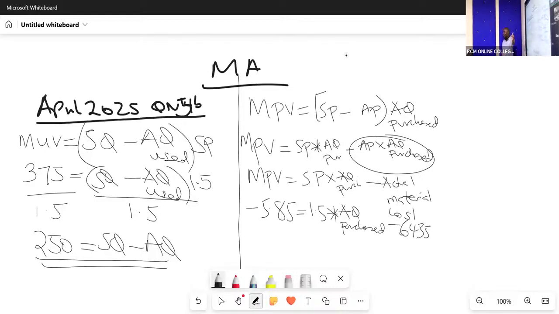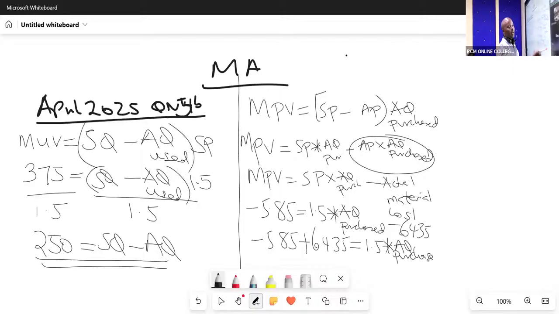Now I can easily evaluate the AQ. What shall I do? I will take this minus 6435 to the other side, so it will be minus 585. This other side is negative. Here it becomes positive, isn't it? Equals 1.5 times AQ purchased.